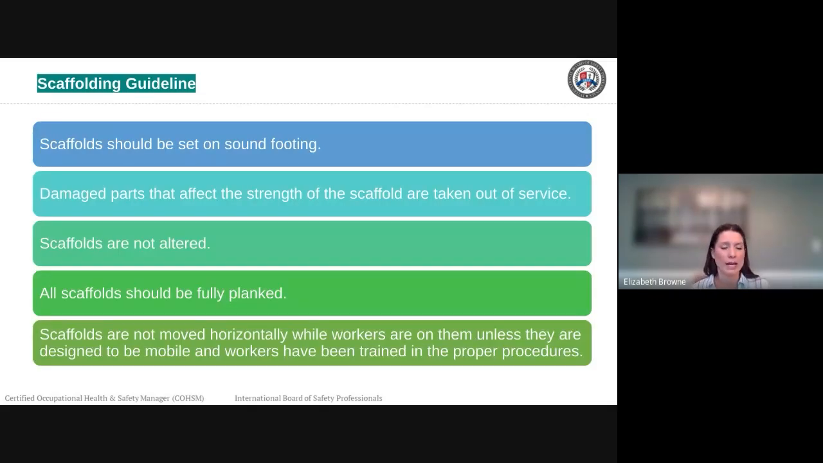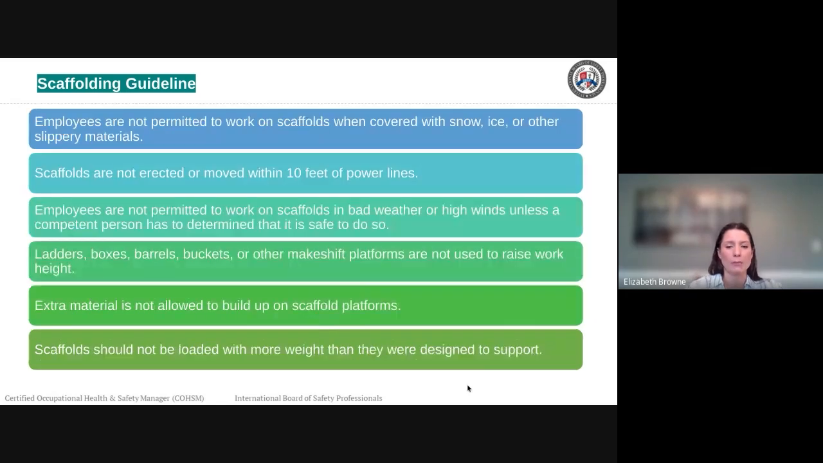We talked about scaffolding safety, but scaffolds should be set on sound footing. Damaged parts that affect the strength of the scaffold are taken out of service. Scaffolds are never altered, or if they are, a competent person is evaluating them for safe use. Scaffolds should always remain fully planked, and scaffolds should not be moved horizontally while the worker's on it. So some scaffolds are designed to be mobile with wheels, and we're not allowing workers to remain on the scaffold platform while those mobile platforms are being moved.